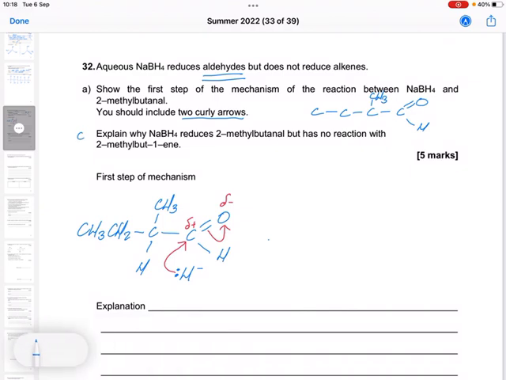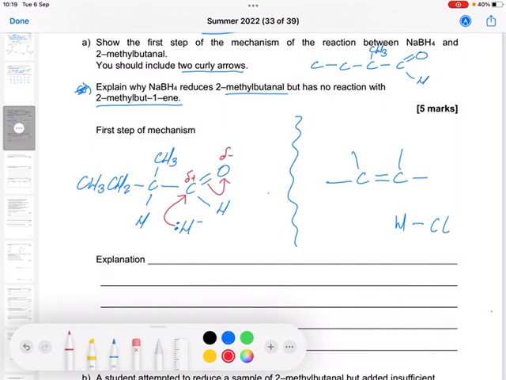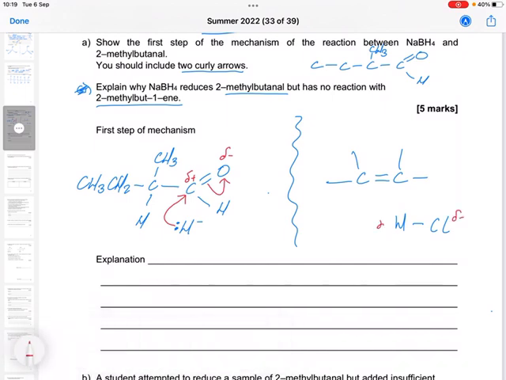The next part is I need to explain why it will reduce butanal, 2-methyl-butanal, but it will not reduce but-1-ene. So this is where you kind of need to know your mechanism. So let's just have a look at what happens in an alkene. So when an alkene reacts, if I just use HCl as our starting point, just to kind of explain this, this is δ minus, this is δ plus.